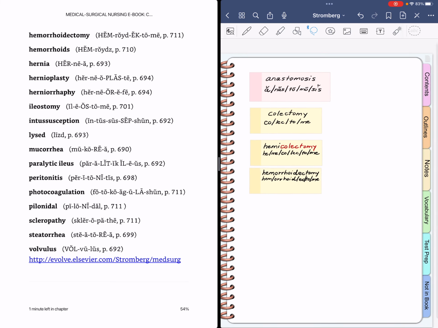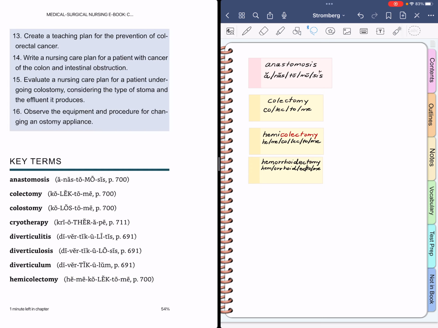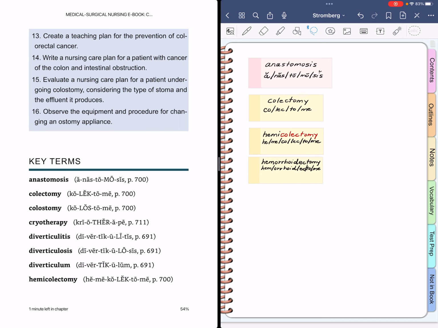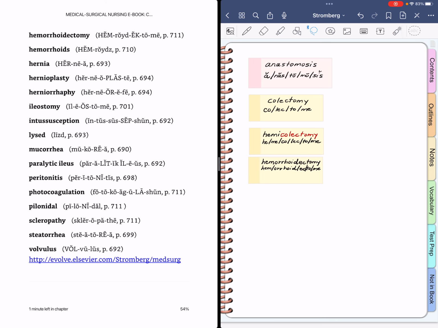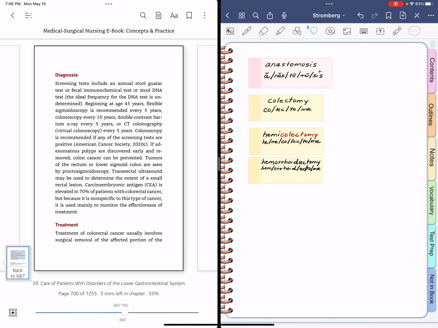So I need the definitions of these words, or at least some of them. I think I'm going to just get the first three, and then we'll let hemorrhoidectomy go on to another video or something. But let's start with anastomosis. Now, it tells me that I can view that word on page 700. So I'm going to go ahead and move forward to page 700.